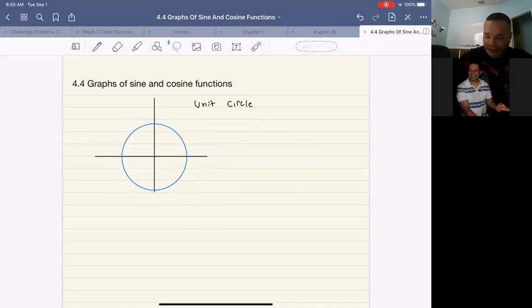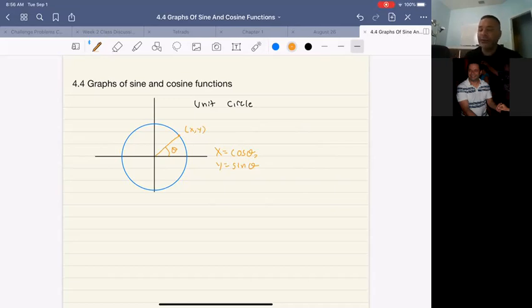There. Okay, so we have our unit circle, and remember, the x coordinate goes with cosine, and the y coordinate is sine. Okay, so here's our angle, and we have some point x comma y. Okay, so that's the starting point.